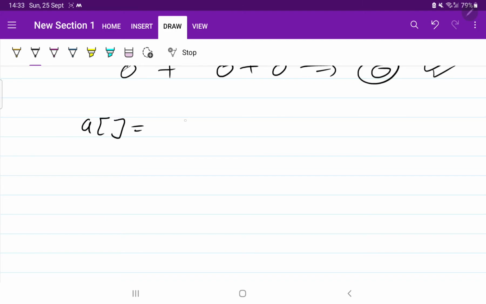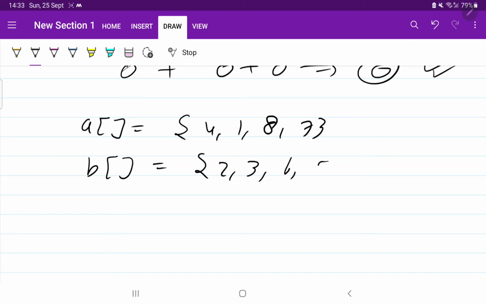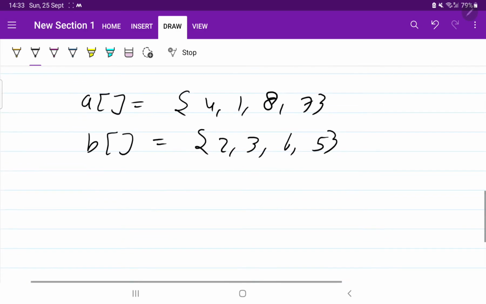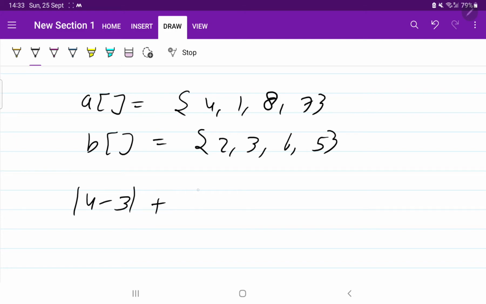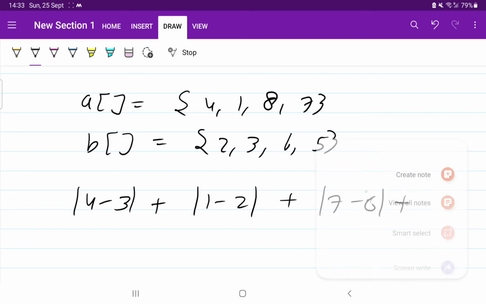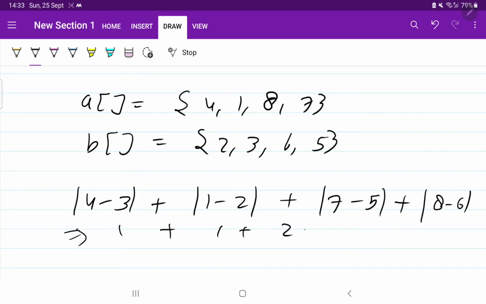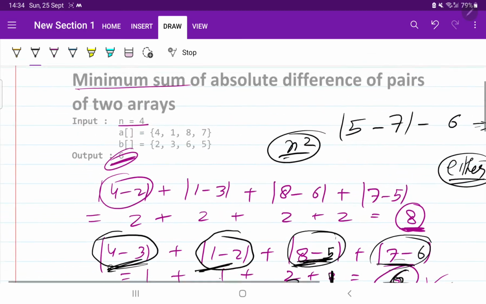An array A is given with the elements 4, 1, 8 and 7, and array B was given with the elements 2, 3, 6 and 5. Okay, so what we have done is the subtraction like this: 4 minus 3, perfect, 1 minus 2, perfect, 7 minus 5, and 8 minus 6. If you observe, you are going to get the value 6, and 6 was the given output in the question.